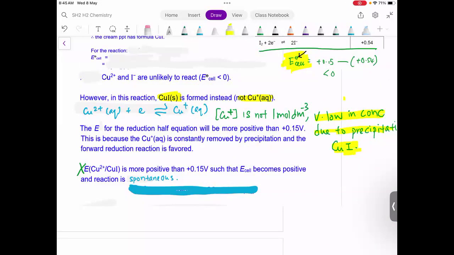No. Iodide is oxidized. The reaction is between copper 2 and iodide. So the iodide is in excess. This is present in excess. Once the copper 1 is formed, it will combine with the I minus to form a PPT.